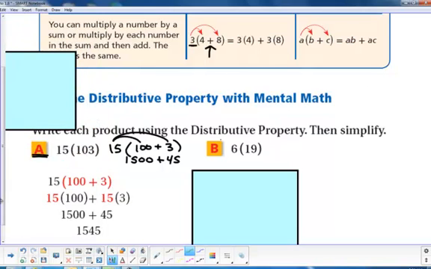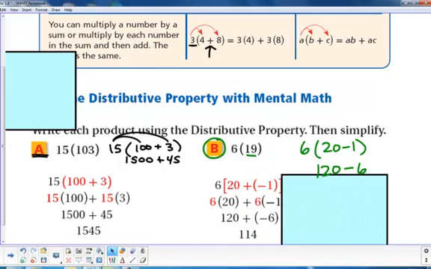So now go ahead and try B, making 19 two numbers either added or subtracted. That's easier to do than 19. Hit pause. All right, I would choose 20 minus 1. 6 times 20 is 120. 6 times 1 is 6. And then 120 minus 6 is 114.